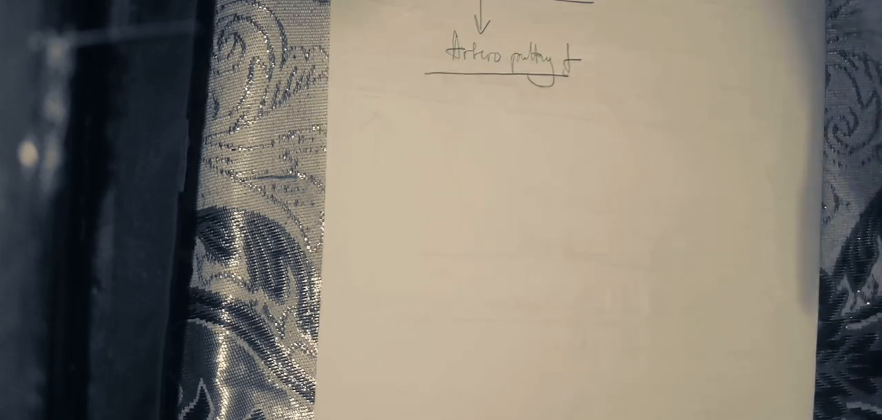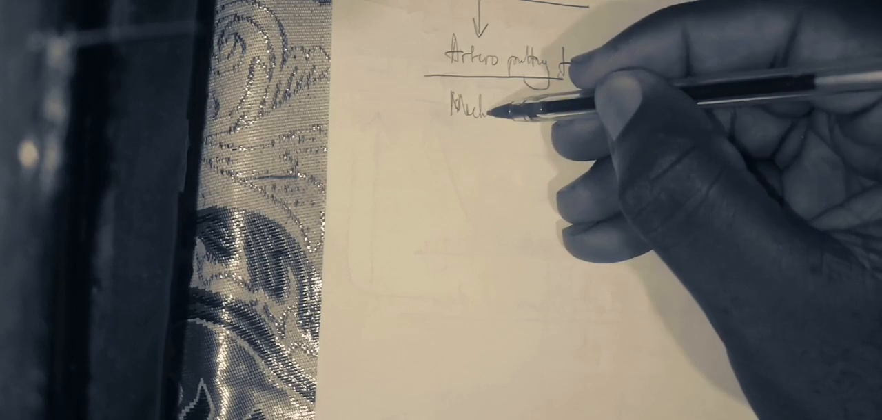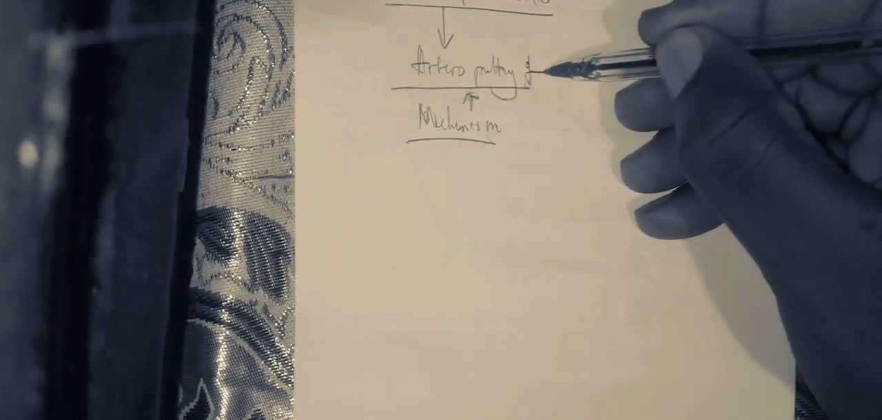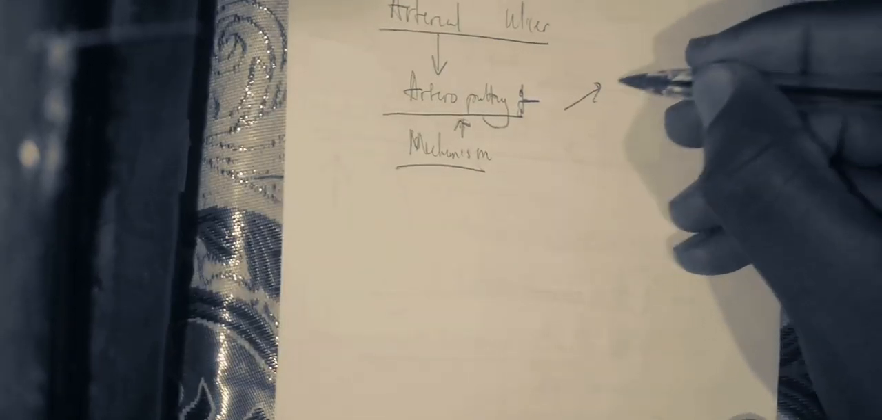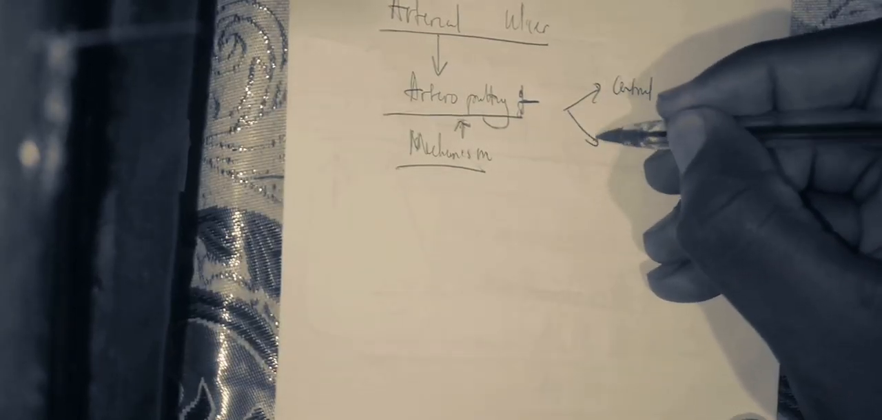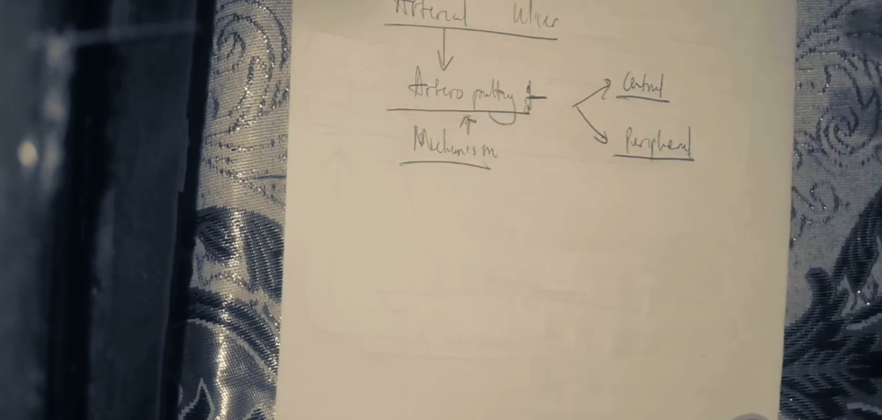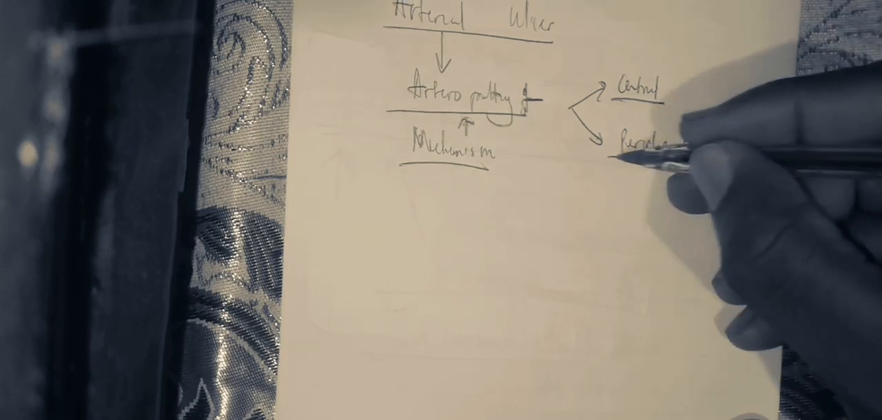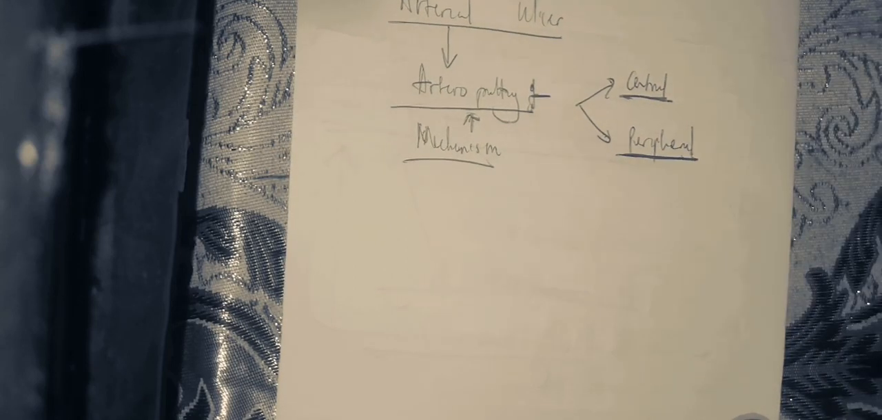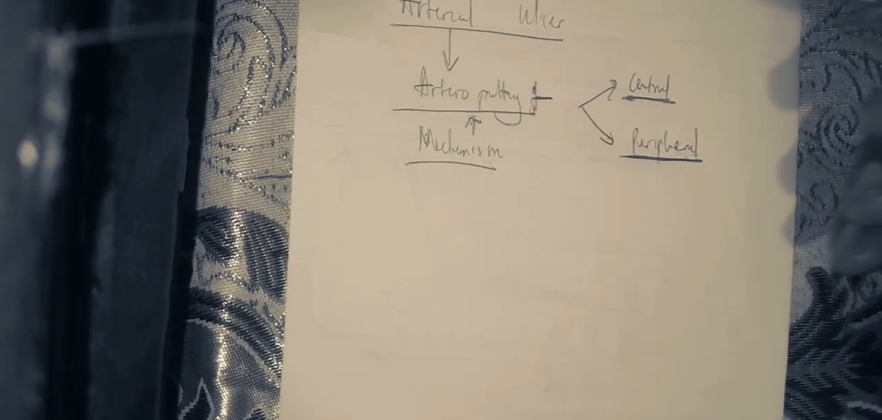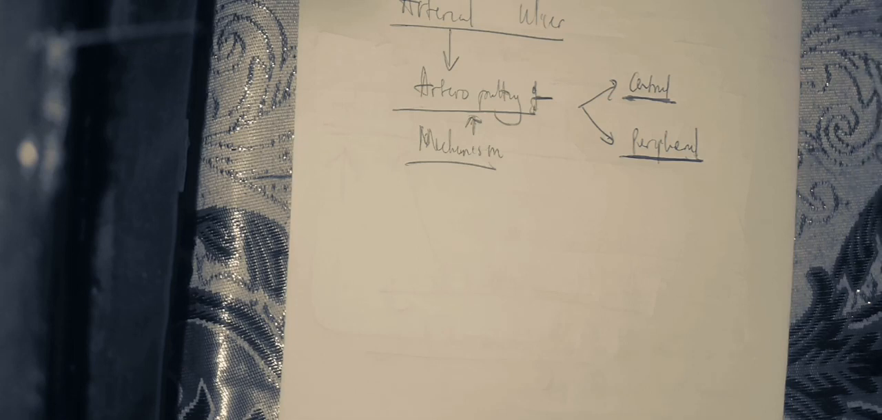Now you need to know that there is a mechanism of arterial ulcer, and that mechanism that I've just explained is the arteropathy. And now you need to know that the arterial obstruction from the arteropathy can either be central or peripheral. Is it clear? So if you have an arterial obstruction somewhere, it can either be central or peripheral. Are you getting me clearly? So the arterial obstruction can either be central or peripheral.